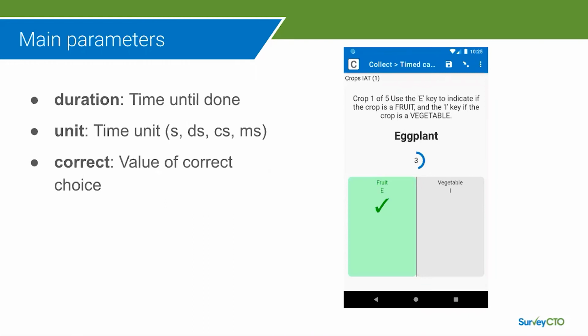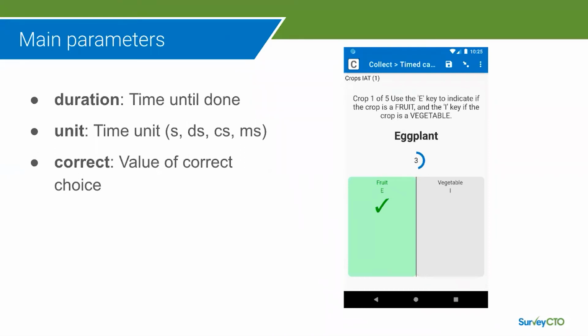The correct parameter defines which choice is the correct choice. While filling out the form, if the correct choice is selected, then the choice will turn green and a check mark will appear as shown in this screenshot. If the wrong choice is selected, then the choice will turn red and an X will appear.